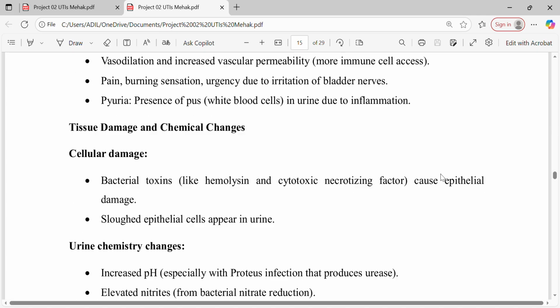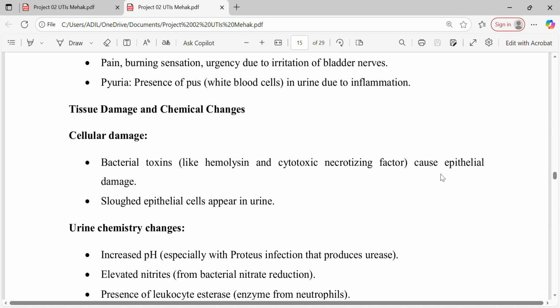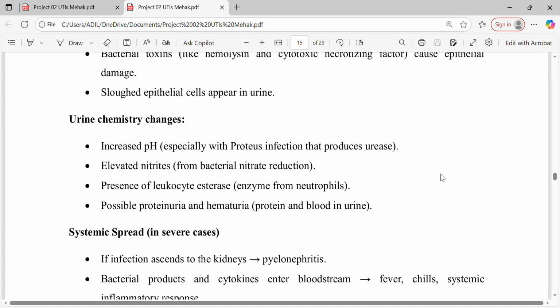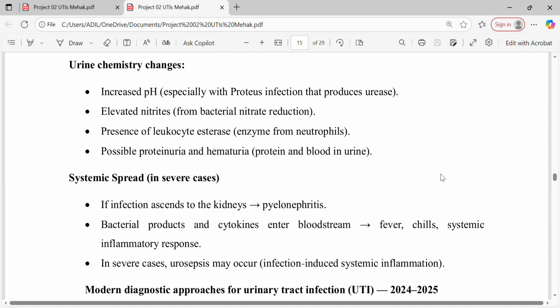Tissue damage and chemical changes. Cellular damage. Bacterial toxins like hemolysin and cytotoxic necrotizing factor cause epithelial damage. Sloughed epithelial cells appear in the urine. Urine chemistry changes. Increased pH, especially with Proteus infection that produces urease, elevated nitrites from bacterial nitrate reduction, presence of leukocyte esterase enzyme from neutrophils, possible proteinuria and hematuria, protein and blood in urine.